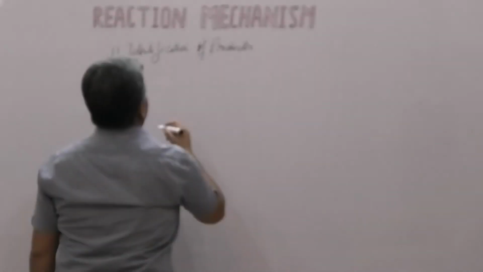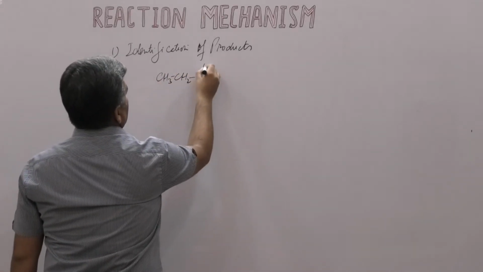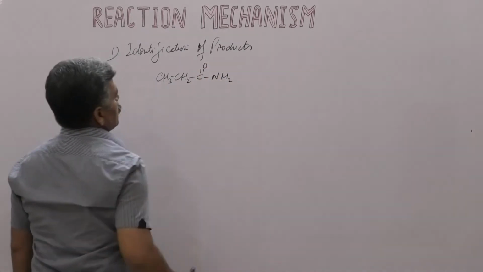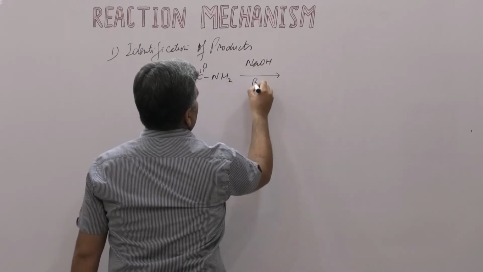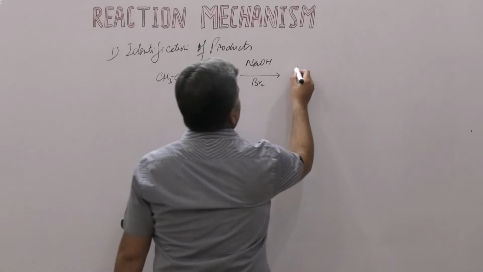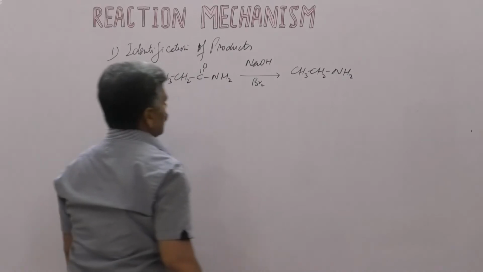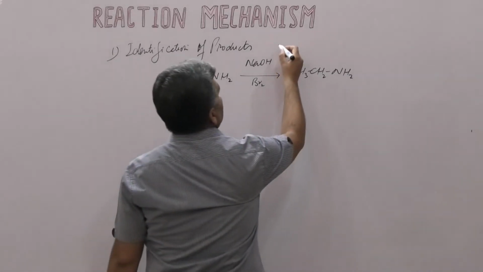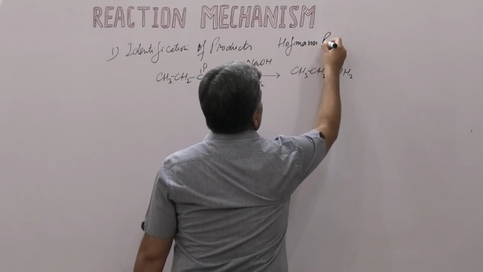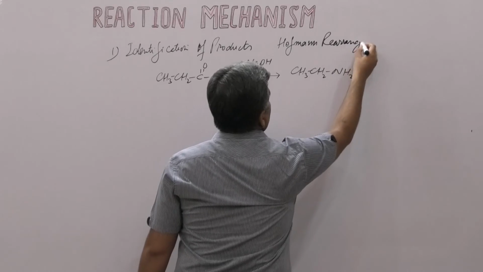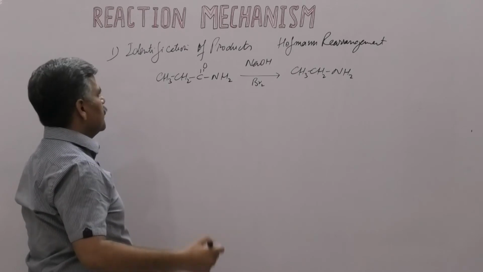In the case of the Hofmann reaction, we have the amide CH3CH2CONH2 in the presence of base and bromine. It gives us CH3CH2NH2. This reaction is known as the Hofmann rearrangement or Hofmann reaction, or sometimes it is also known as Hofmann bromamide degradation or Hofmann degradation reaction.